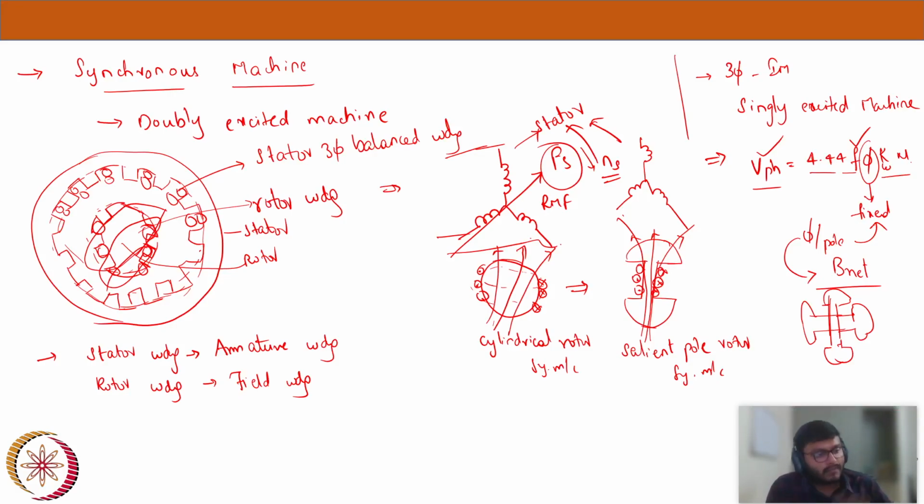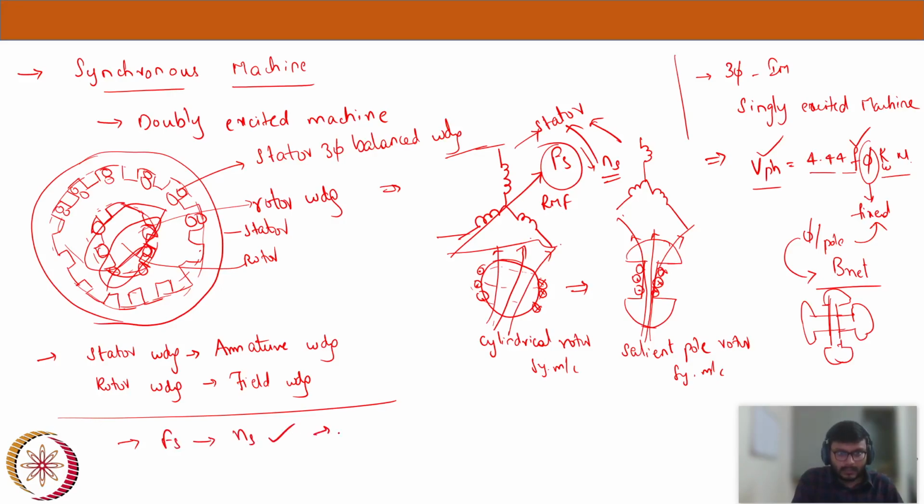Now see, if we are giving a DC supply to our rotor, it is a stationary field, it's not alternating. We won't be generating a rotating field. It's a stationary field. Is an RMF produced? No. So Fs is rotating with NS, so RMF is produced.